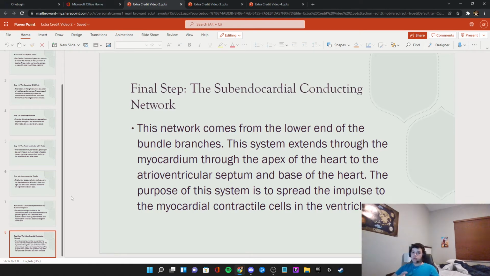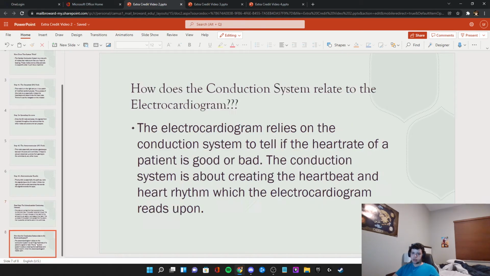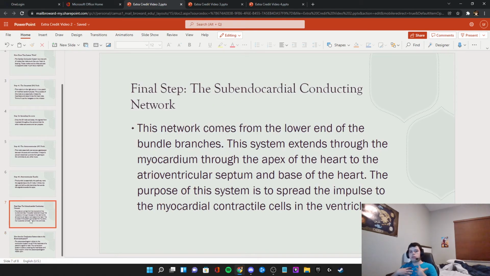So the final step of the conduction system is actually the subendocardial conducting network. This network comes from the lower end of the bundle branches. I should have actually put it like this, so it could have ended like that. What it does is go into the apex of the heart and spread around, and it sends everything to the atrioventricular septum at the base of the heart. This spreads the impulse, like when the heart makes the beat, the movement, to the contractile cells that are located inside of the ventricle.